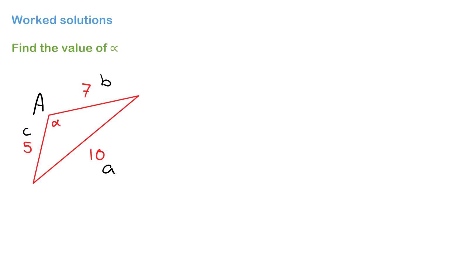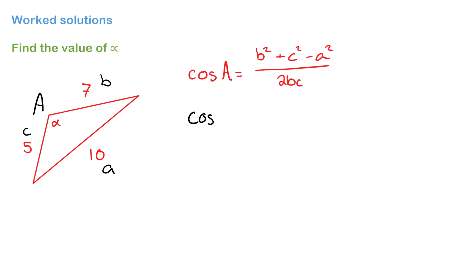As with most of these questions, I strongly suggest writing down the formula, so that's what I'll do now. So cos A equals B squared plus C squared minus A squared, all over 2BC. Now at this point, we're going to substitute all our values in. So cos A becomes cos alpha. B is our 7, so 7 squared plus 5 squared minus 10 squared, all over 2 times 7 times 5.